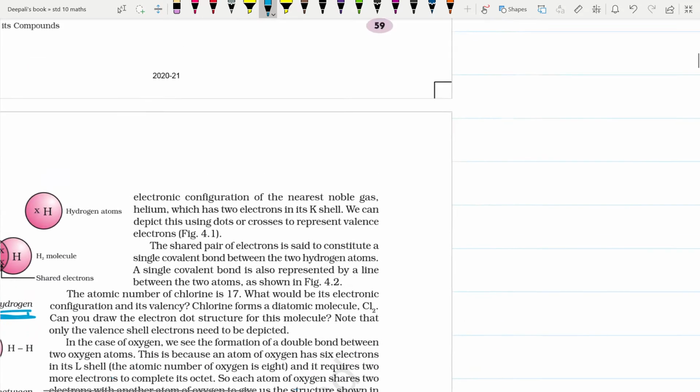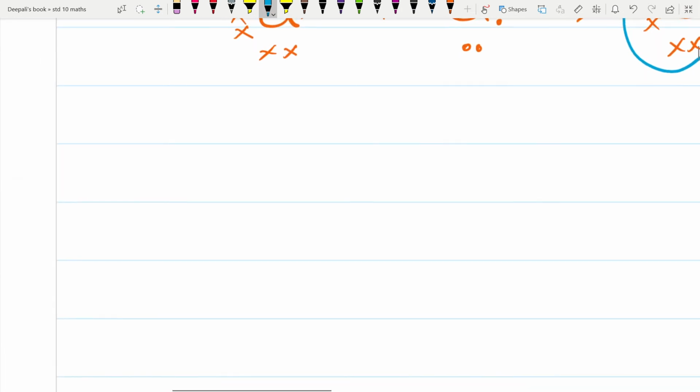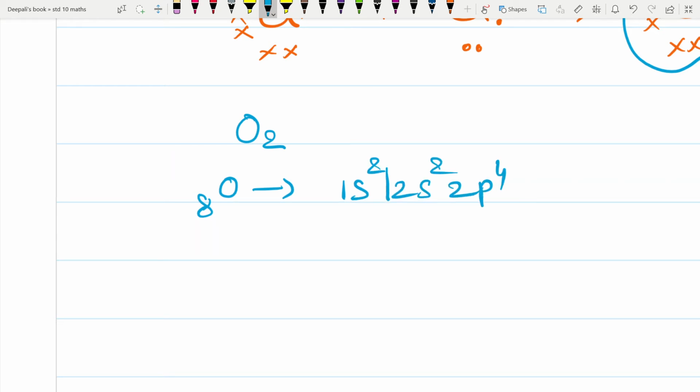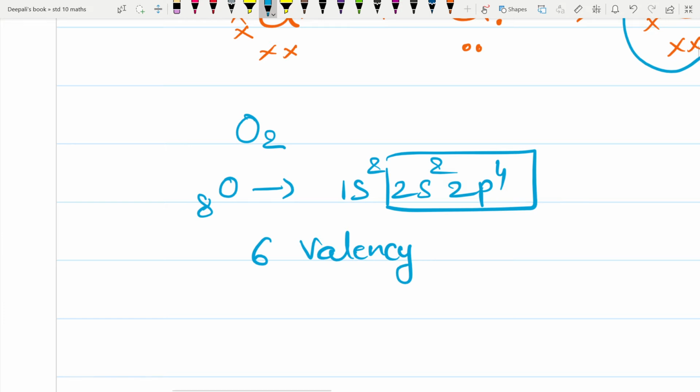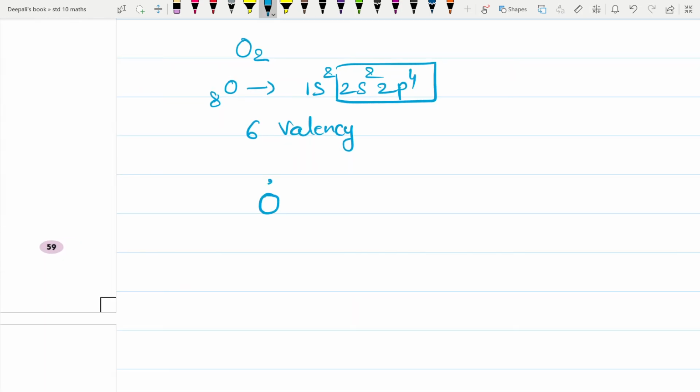Now let us understand the bonding in oxygen atom. So we know O2. The atomic number of oxygen is 8 and its electronic configuration is 1s2, 2s2, 2p4, means it has 6 electrons in its valence shell. So valency is 6. If I represent the Lewis dot structure, I get O, 1, 2, 3, 4, 5, 6.